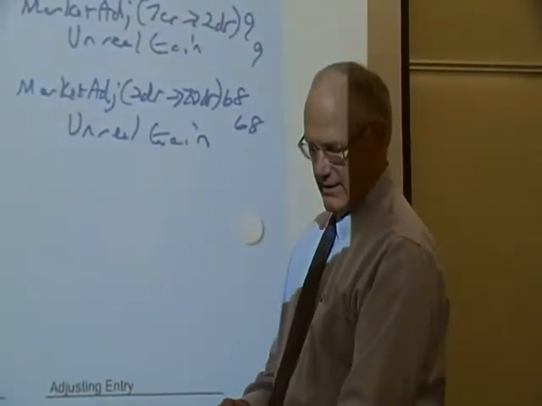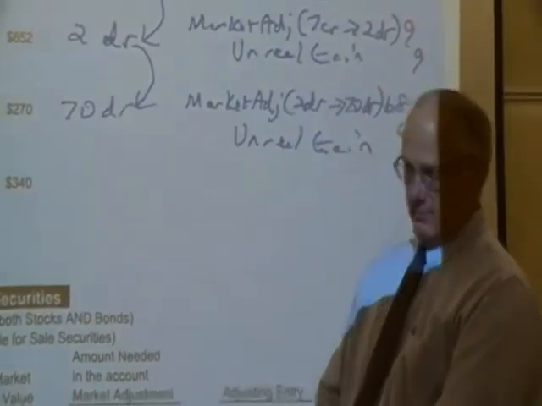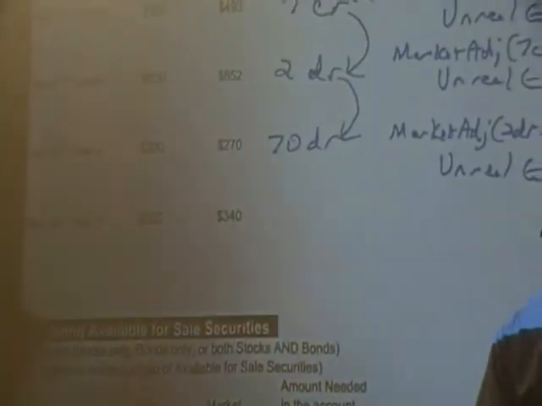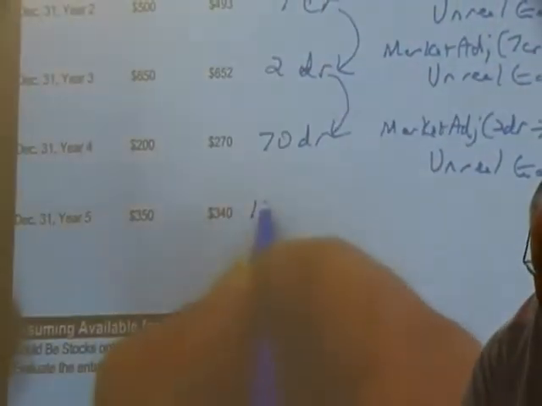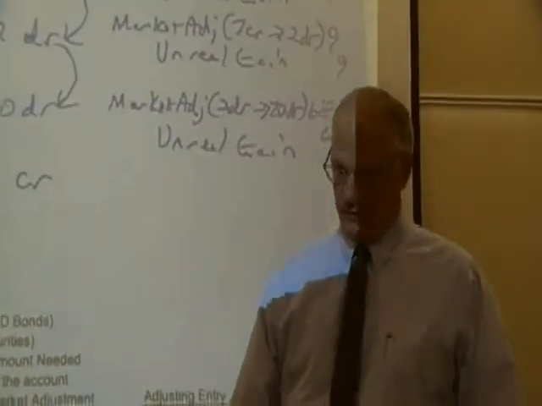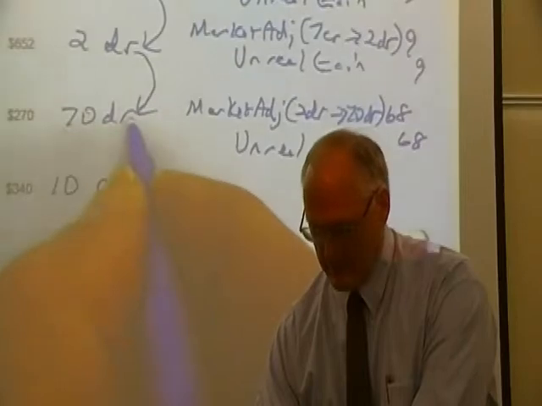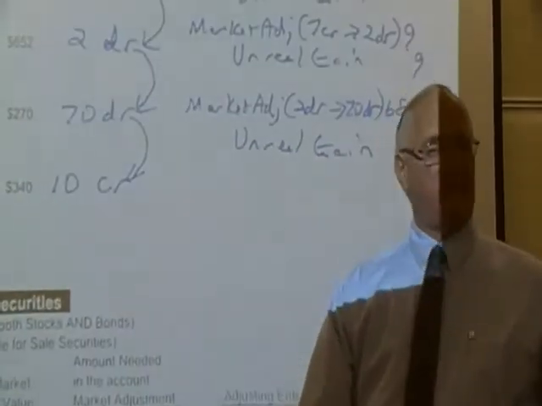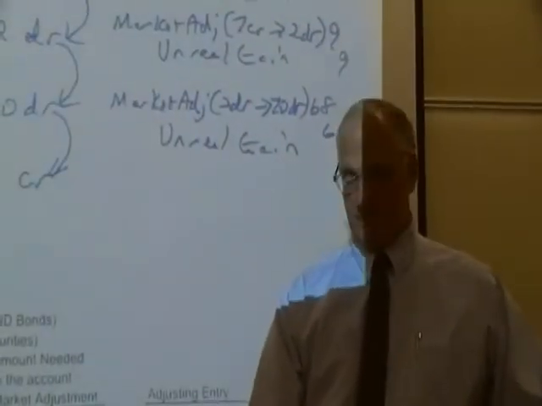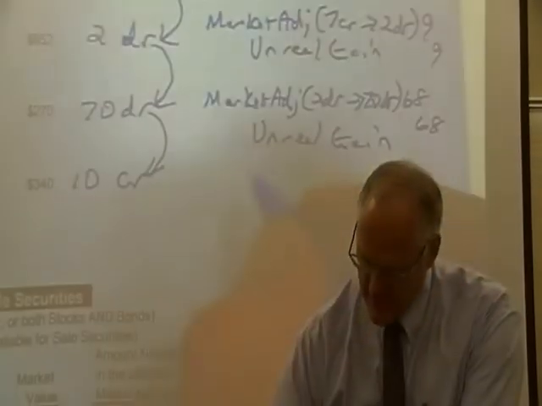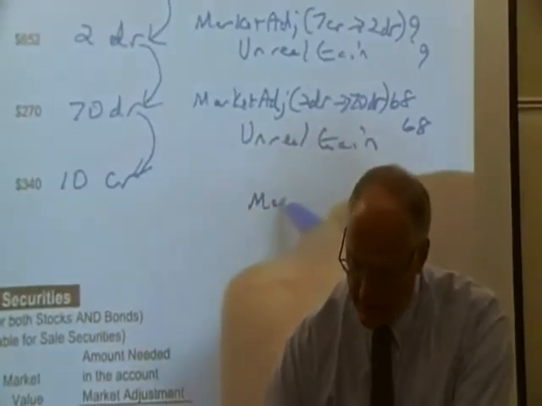And then finally, in year 5, our last year of the example, book was $350. Well, unfortunately, we picked some losers this year. Market's $340. So the market adjustment now should have a $10 credit because market's below book. But what's in the market adjustment? Last year's balance was $70 to the good. Now we're $10 to the bad. So this time, market adjustment's going to have to be on the credit side.